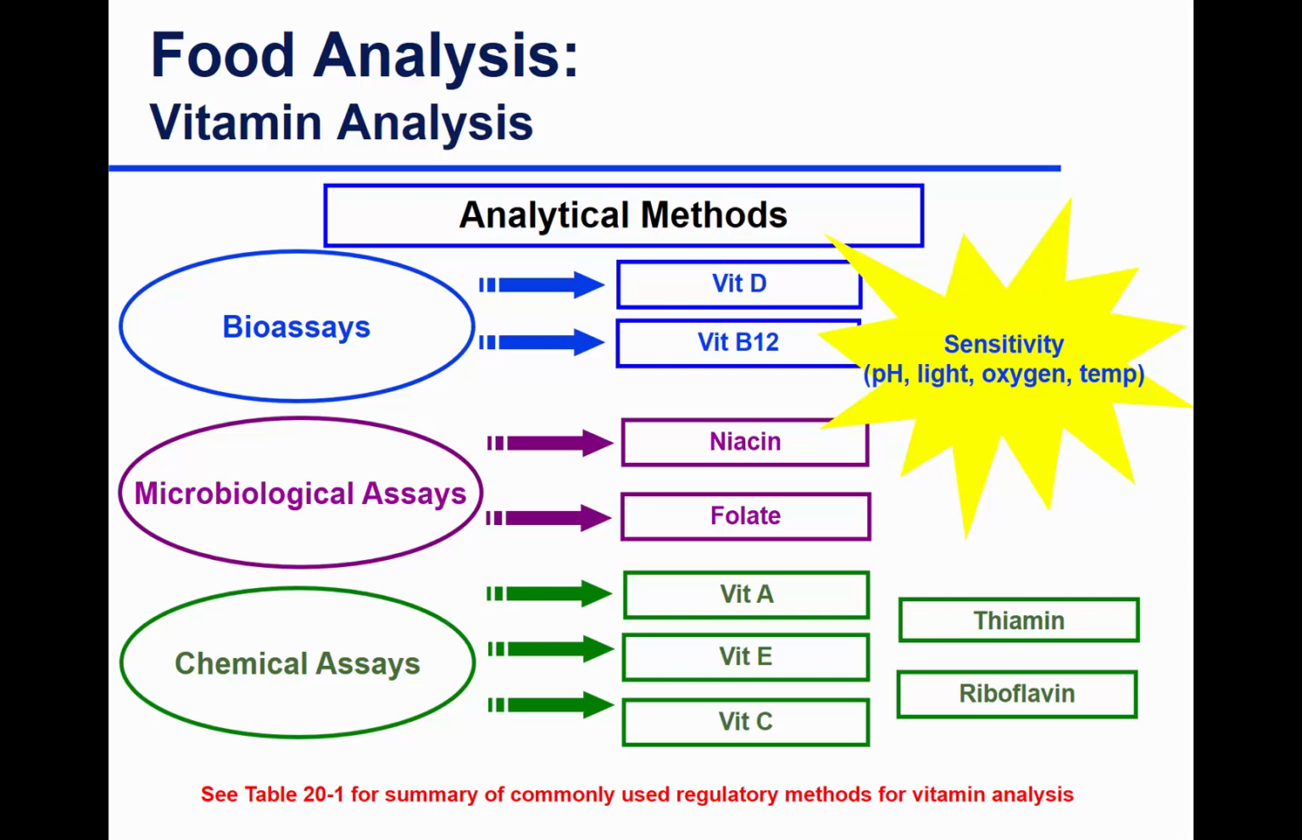Chemical assays: the rest of the vitamins can be analyzed by chemical assays, usually measuring fluorescence or absorption. Oftentimes, vitamin C is measured by a titration method, and there's also a fluorometric method, whereas vitamin A and vitamin E can be measured by HPLC, for example. They can be extracted, and an HPLC method can be used.